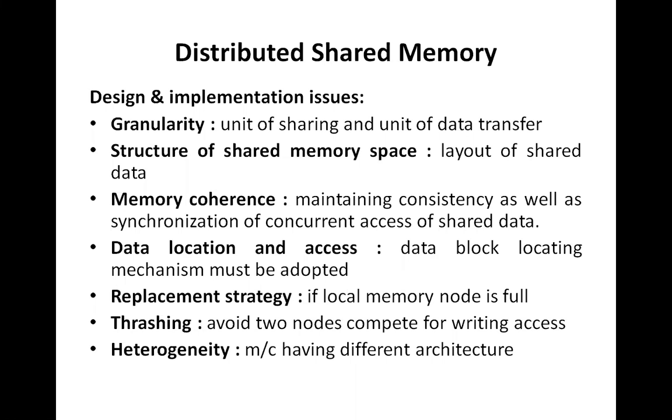The fourth one is data location and its access, because to share data in the distributed shared memory, it should be possible to locate and retrieve the data accessed by the user process. So the distributed shared memory system must implement some kind of data block locating mechanism in order to service the network data block faults and to meet its requirement of the memory coherence semantics being used.